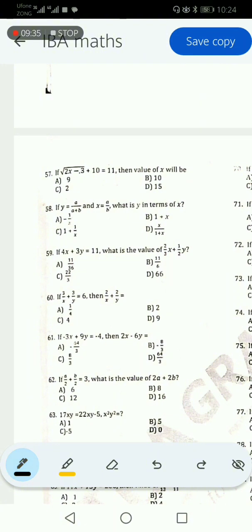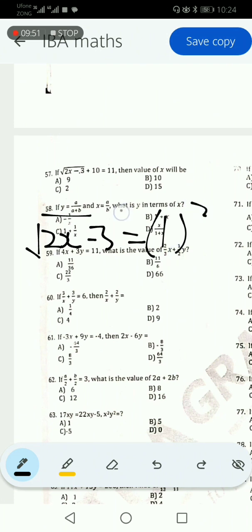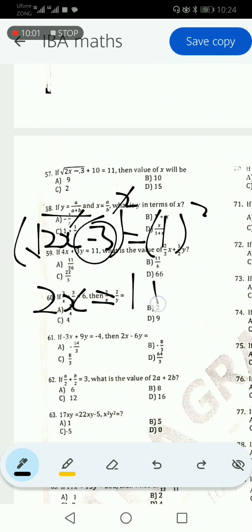Okay, so here if you have a look at under root 2x minus 3 plus 10 equals 11. So what is the value of x? Right, now you have to take this, minus 3 equal to 1. Squaring on both sides, this will be cancelled, and our answer would be 2x minus 3 equal to 1. I'm directly equating it. So here 3 is negative, after going there it will be positive, and this will be 2x equal to 4.